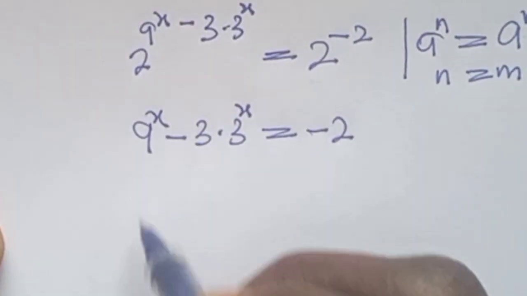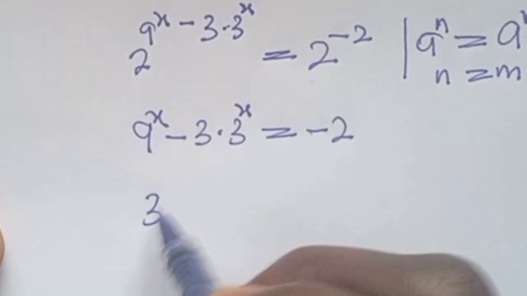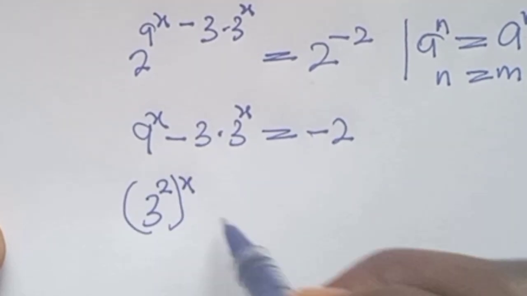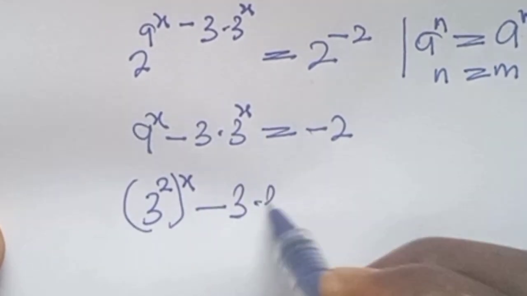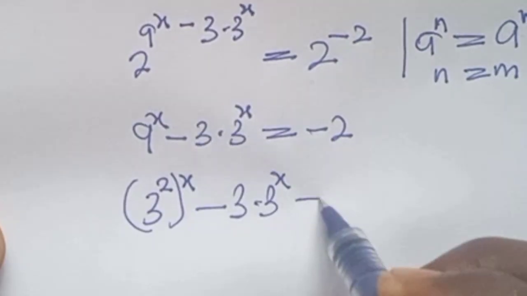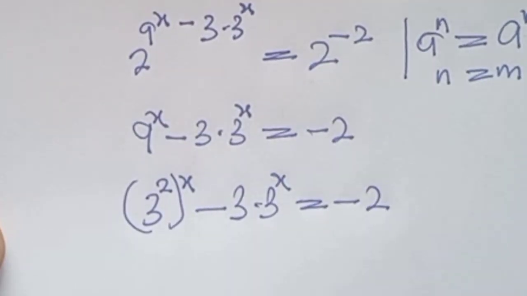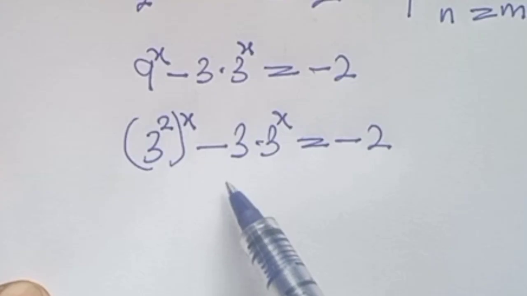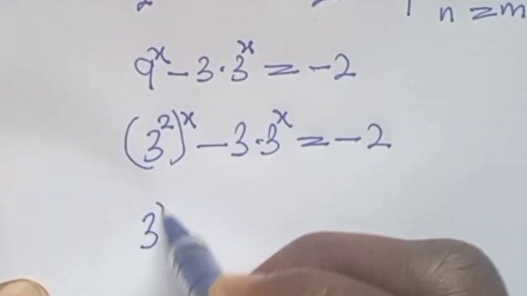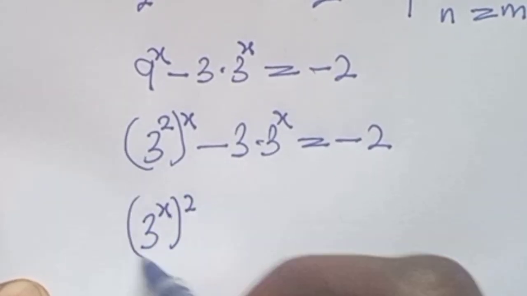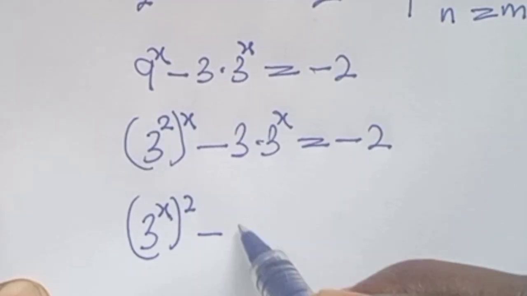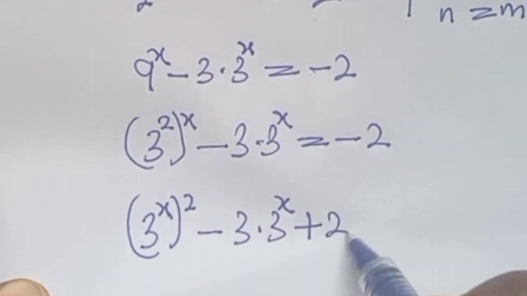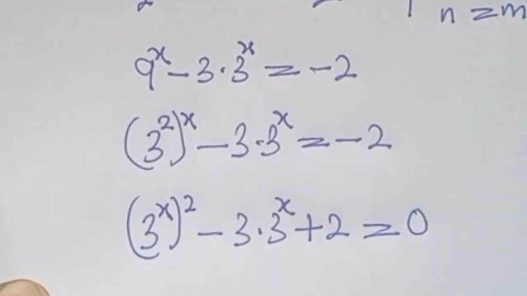And 9 can be written as 3 to the power of 2, all to the power of x, minus 3 times 3 to the power of x is equal to minus 2. So here we can decide to bring minus 2 to the left hand side, so that 3 to the power of x, all to the power of 2, from here minus 3 times 3 to the power of x plus 2 will all be equal to 0.